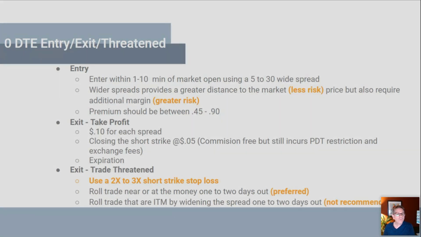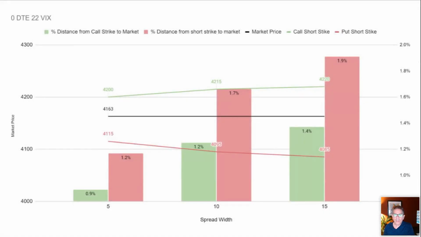Okay. All right. So let's talk about putting on these trades here. Now here I'm showing the green is actually calls and the red is puts. These are 5 wide, 10 wide, and 15 wide. So this is 0 DTE on a 22 VIX, which in this year is pretty low. Right now we're around 30. And so what I want to share here with you is that on a 5 wide spread, on your put side, you're only 1.2% away from the market.